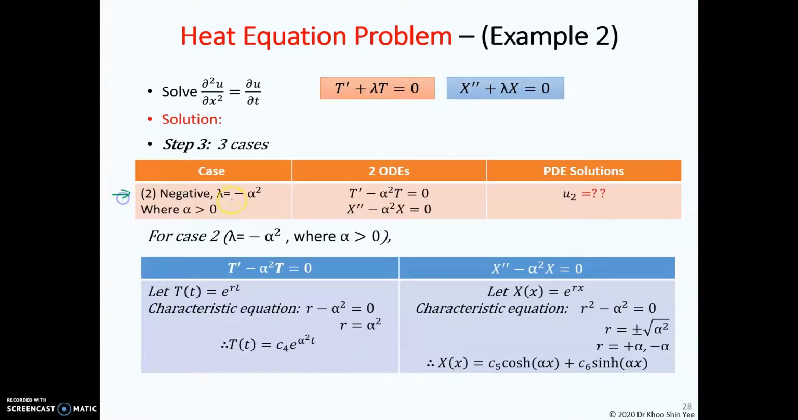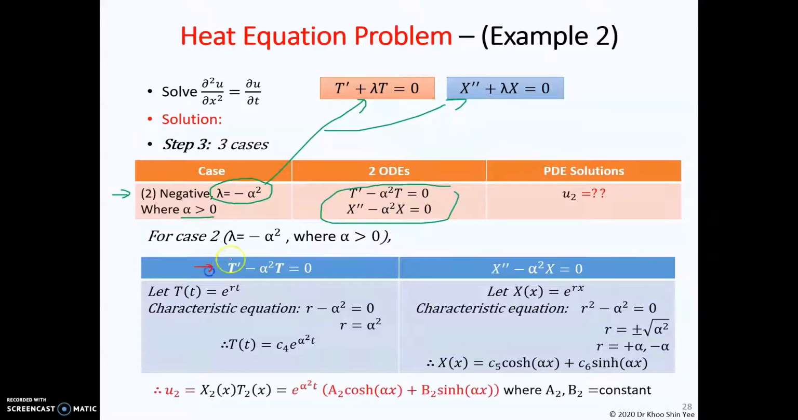For the second case, you substitute lambda equal to negative alpha square and your alpha is greater than 0. So after you substitute inside these two ODEs, you should obtain this. You continue to solve these two ODEs and you should obtain this solution. So if you have a root equal to plus minus real number, then we can obtain the solution in the hyperbolic sine and cosine format.